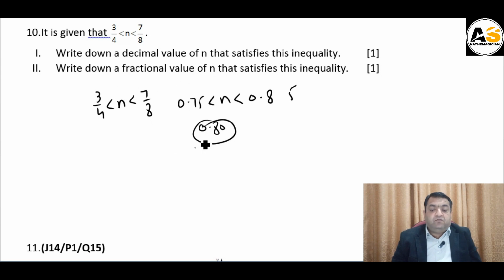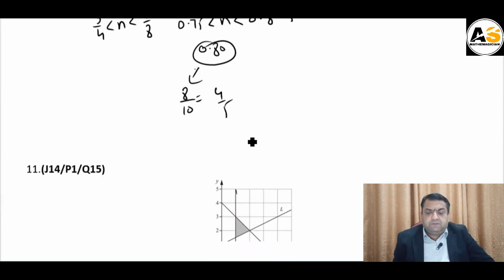Write down a fraction value. For that fraction, we will only convert this 0.8 to a fraction. This is your answer. This was a very straightforward question.